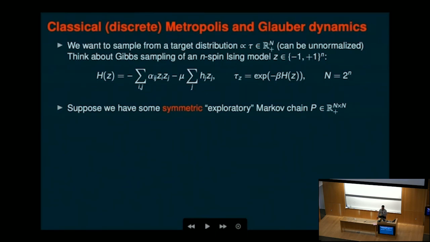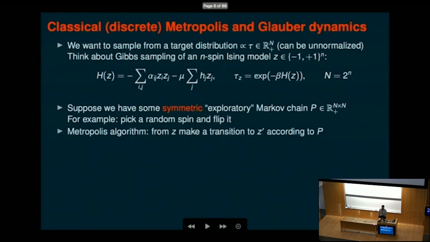Take some symmetric exploratory Markov chain on this exponentially large dimensional space. And a very easy such procedure is just to pick a random spin and flip it. That's a very easy procedure. Unfortunately, it doesn't sample from this distribution. But we can modify it, and this is the Metropolis algorithm.